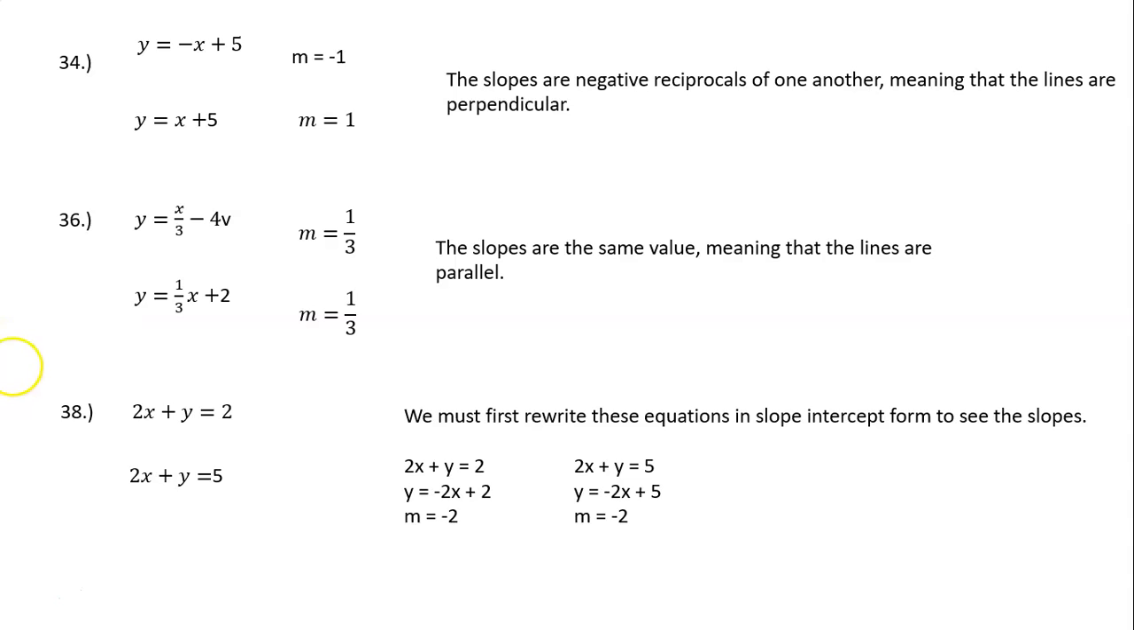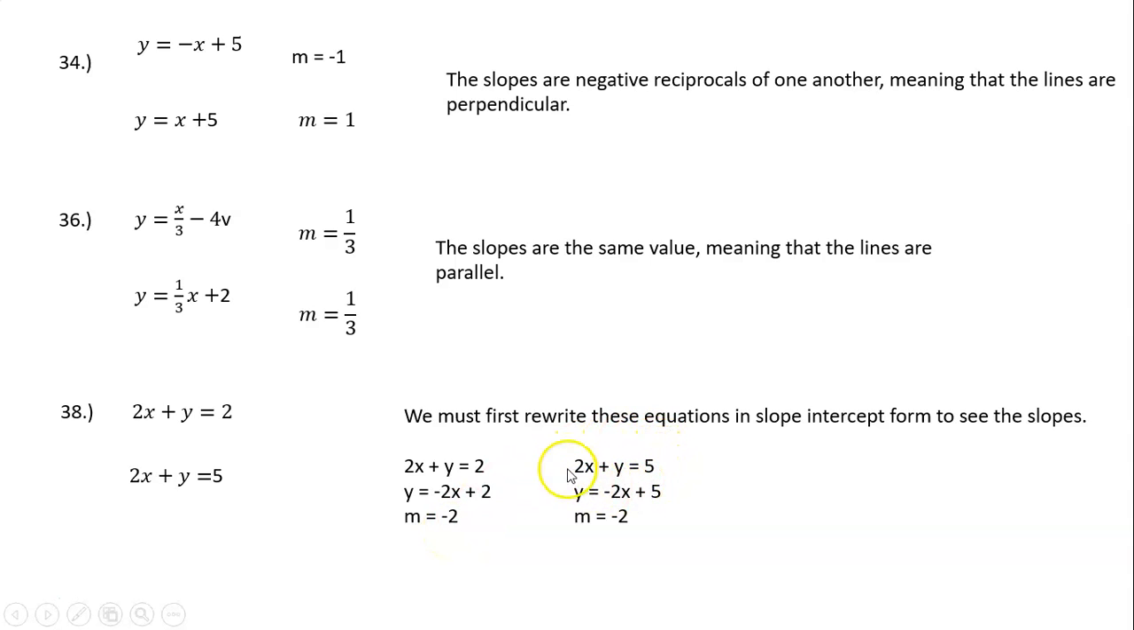Here we have the equation 2x plus y equals 2. To get this into slope-intercept form, we simply need to subtract 2x from both sides. So when we subtract 2x from both sides, we end up with y equals negative 2x plus 2, and the slope is negative 2. Let's take the second equation.